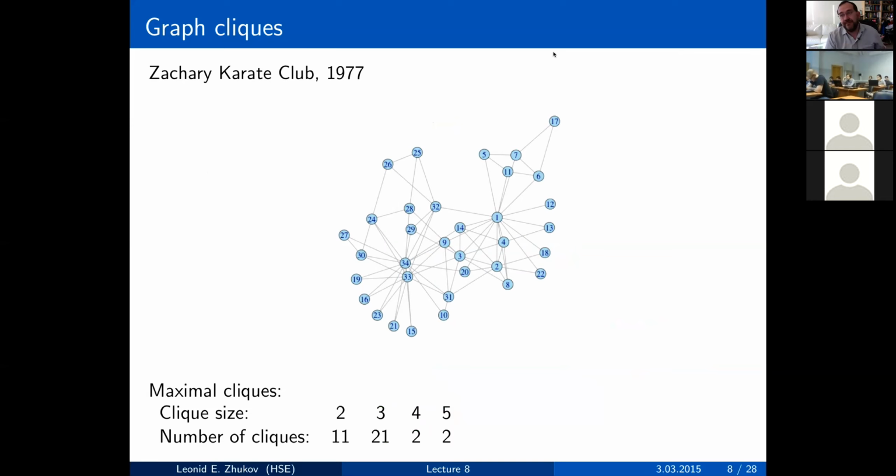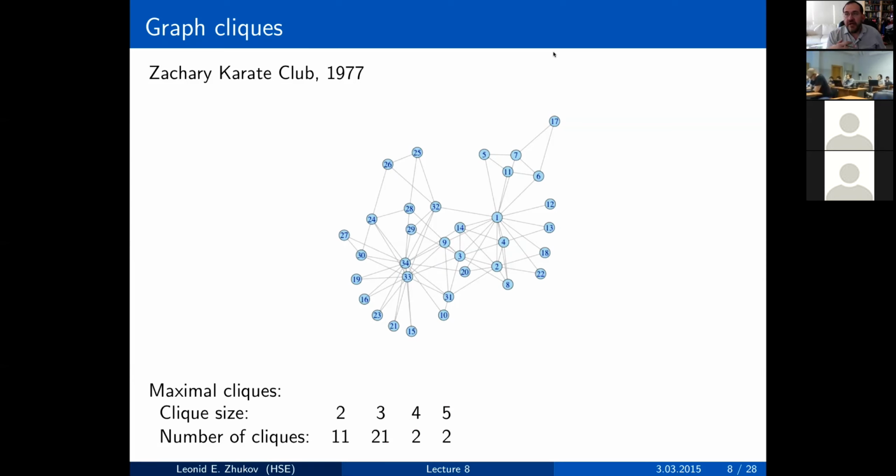This is an example of a very, very famous social network. It's called the Zachary Karate Club. Well, there was a little story behind it. Wayne Zachary was a sociologist who was investigating interaction in social groups, and for several years he observed a small university karate club and their interaction, friendship, and communication, and he built a social network. There were just 34 people.